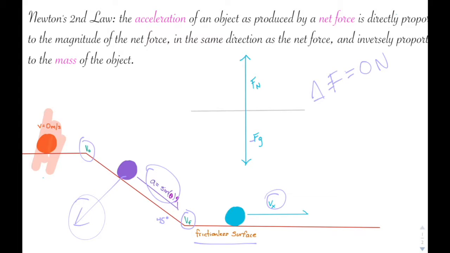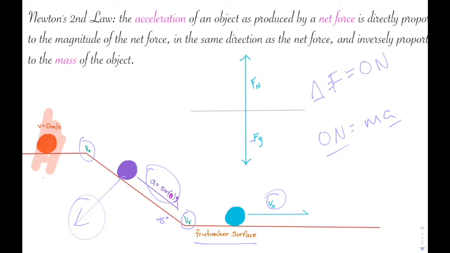But right now, because it's frictionless and there's nothing pushing on it in any direction, then we don't have a net force. A net force in the vertical direction is 0, and our net force in the horizontal direction is also 0. So this ball is going to continue in its motion for the rest of eternity. It's not going to have any acceleration because there's no net force. So hopefully that was a good little introduction to Newton's second law.